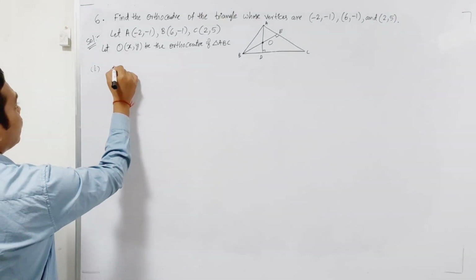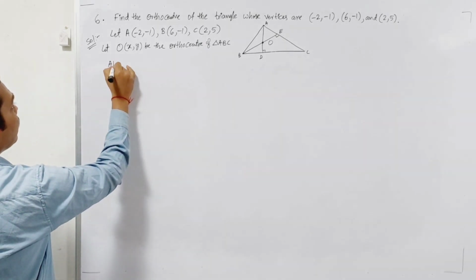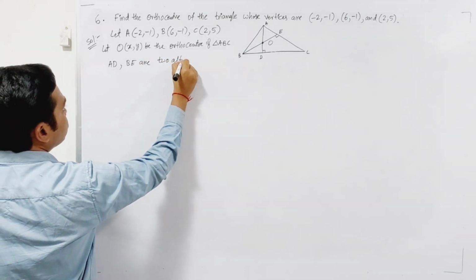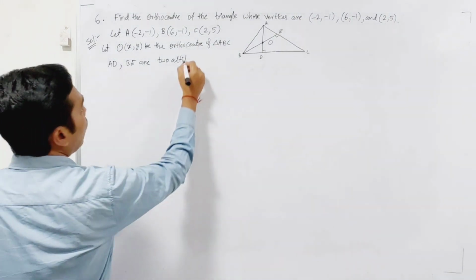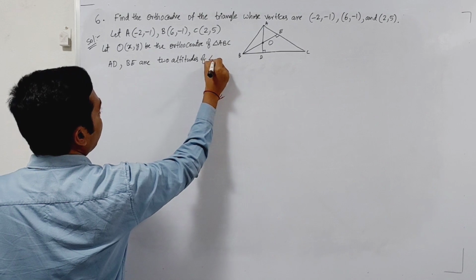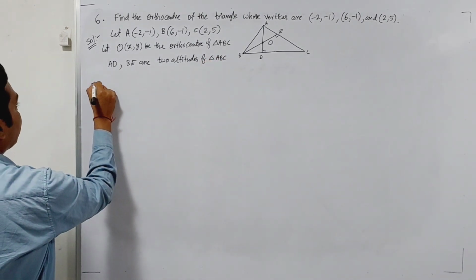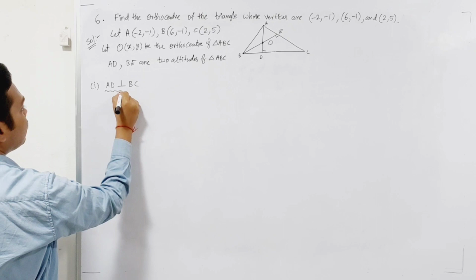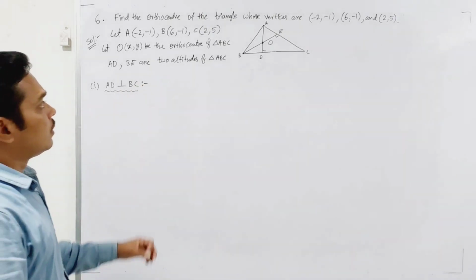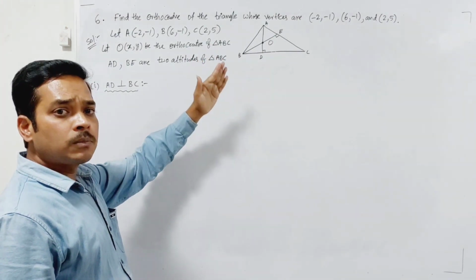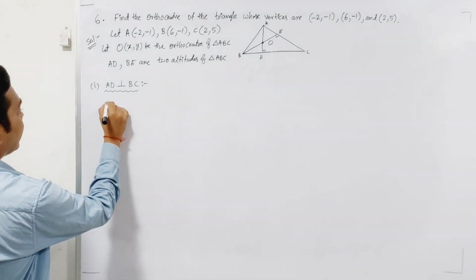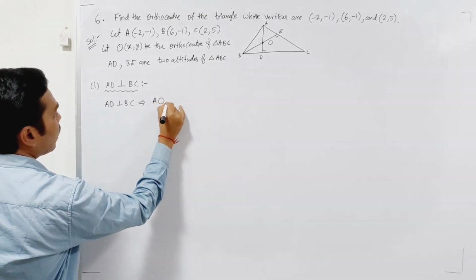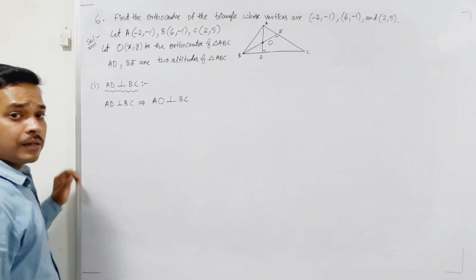So from the diagram, AD and BE are two altitudes of triangle ABC. From the diagram, AD is perpendicular to BC. AD is perpendicular to BC, that implies AO is also perpendicular to BC.